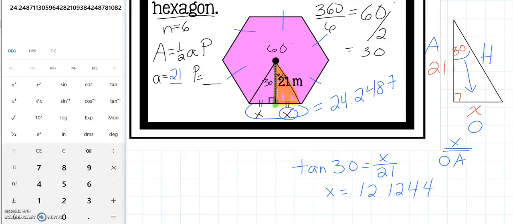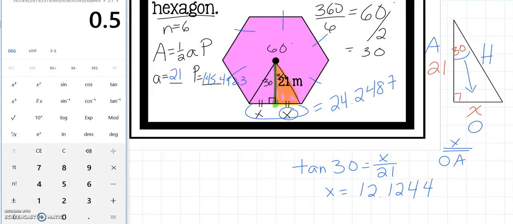Now, since I have 6 sides, 1, 2, 3, 4, 5, and then that bottom 6, and they're all congruent because it's a regular hexagon, I'm going to multiply that 24 by 6 in order to get my perimeter. So times 6 in the calculator, and you're going to get 145.4923. So I'm going to put that in. It's going to be a little small, but 145.4923. Now, I just need to plug in and I'm done. So I'm going to plug in the apothem, the perimeter, and the 1/2 into my area formula. So keeping the perimeter in there, let me multiply by the apothem, which is 21, and then multiply by 0.5. And that's my final answer for the area.